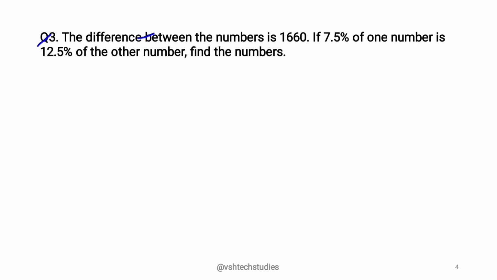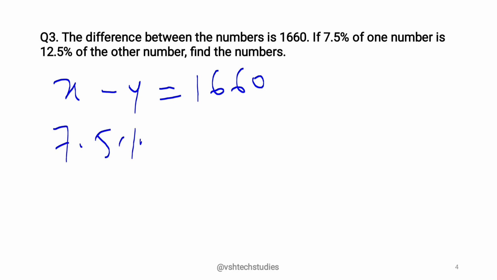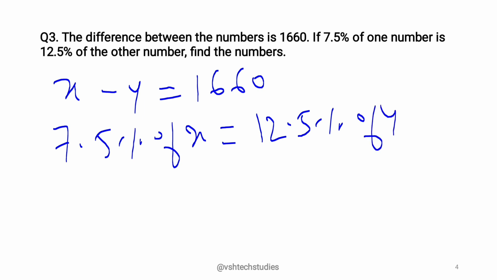Solving the third problem: the difference between the two numbers is 1660. Then if 7.5% of one number is 12.5% of the other number, find the numbers. Means we have to find two numbers. Let the two numbers be x and y. The difference between the two numbers is 1660, that is given. Then 7.5% of one number means 7.5% of x is equal to 12.5% of another number. Okay.